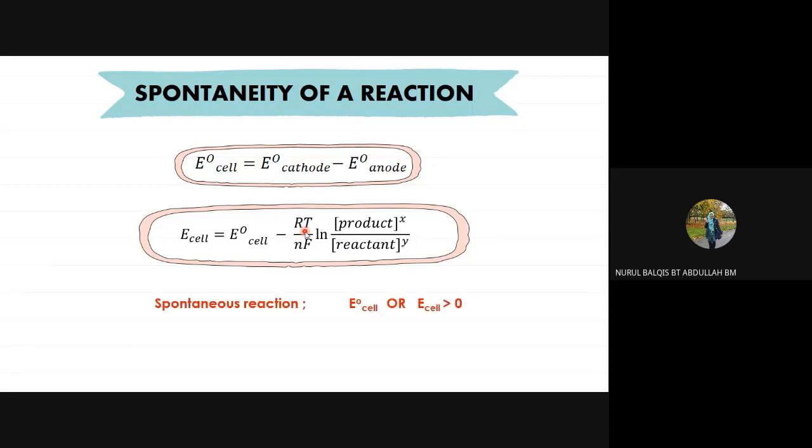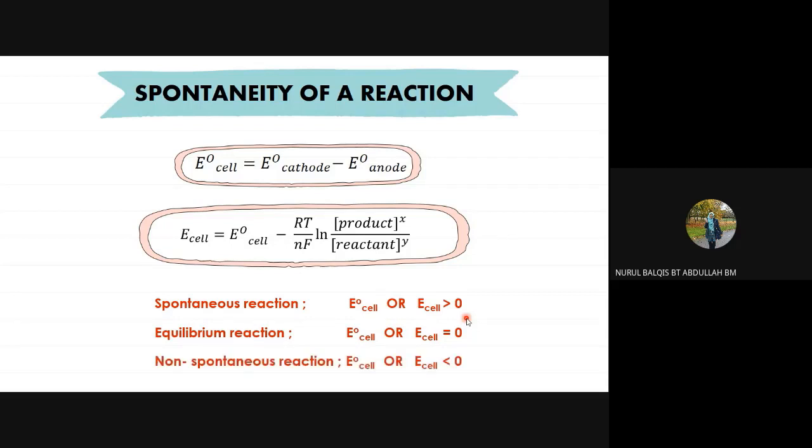So, for spontaneous reaction, E not cell or your E cell should have value greater than 0. When we say greater than 0, the value should be positive. Whenever you have positive value, they belong to spontaneous reaction. If your E not cell or E cell equal to 0, they are at equilibrium. If they are non-spontaneous reactions, what do you think about the E not cell or E cell value? Less than 0, maksudnya negative value.